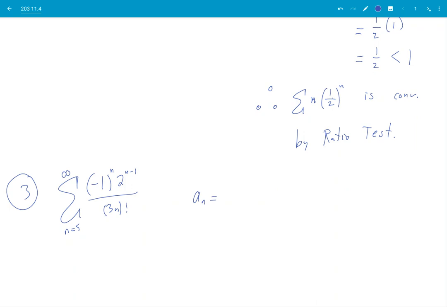So my a_n is, well, let me just do this in red. Here is a_n. So a_(n+1) is (-1)^(n+1), to just the n now, then (3(n+1))!. Be careful with this one. Maybe use square brackets. Look what happened here: this n got replaced with n plus 1. So the 3 is going to multiply the n and also the 1. Be careful with that.